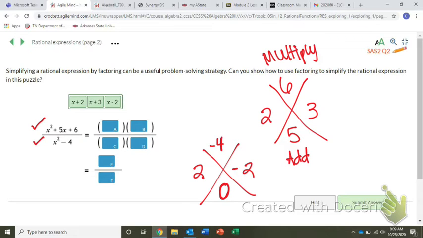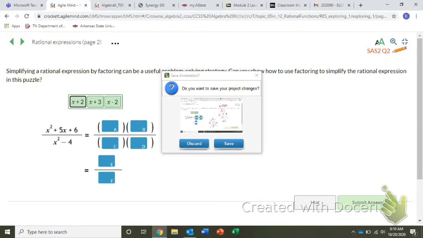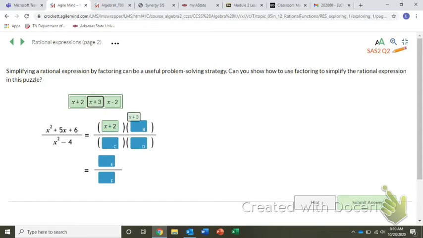Okay, so out of our options for the top, our factors were +2 and +3. And for our denominator, our factors were +2 and -2. Right? Now, the next thing we have to do is cross out the common factor. So what is common? X plus 2 and X plus 2.